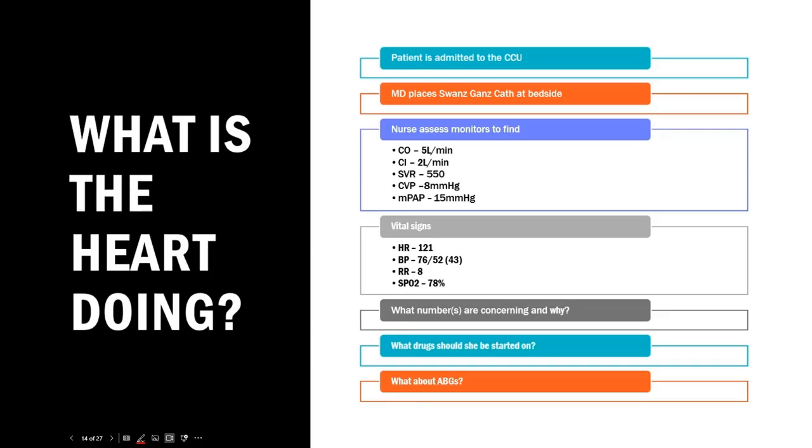So going back to our patient here, she's admitted to the CCU. So we're down to a respiratory rate of 8 and an SpO2 of 78. So what's concerning us here? The blood pressure for sure, but now also we've decompensated so much that we're starting to go into respiratory failure. Okay, what drugs should she be started on? This lady is really looking septic to us. Levophed is the gold standard drug.